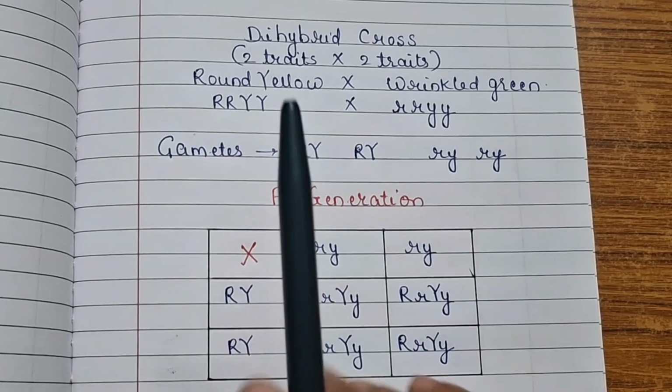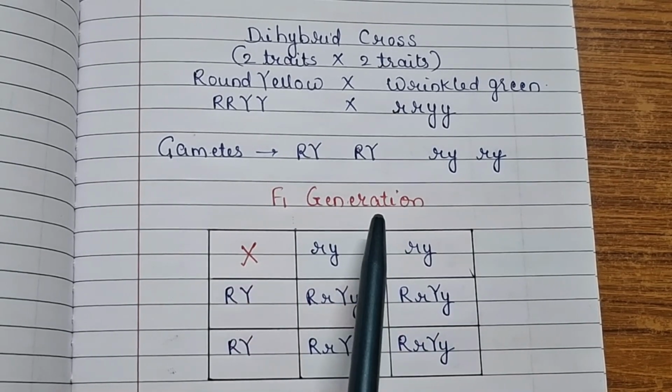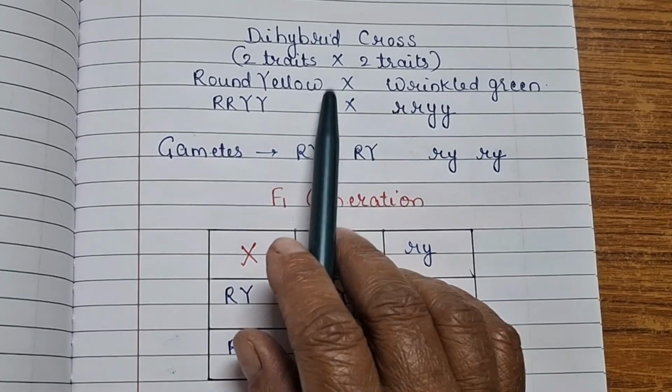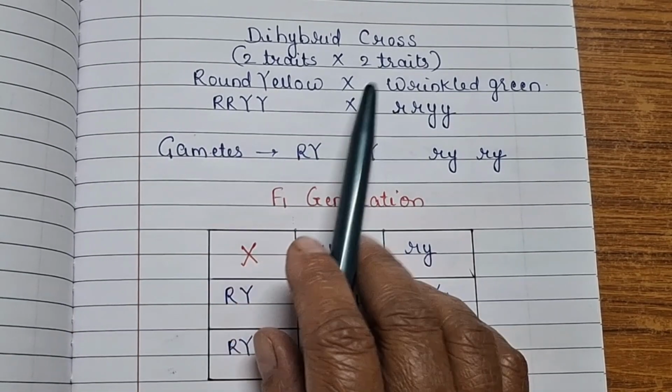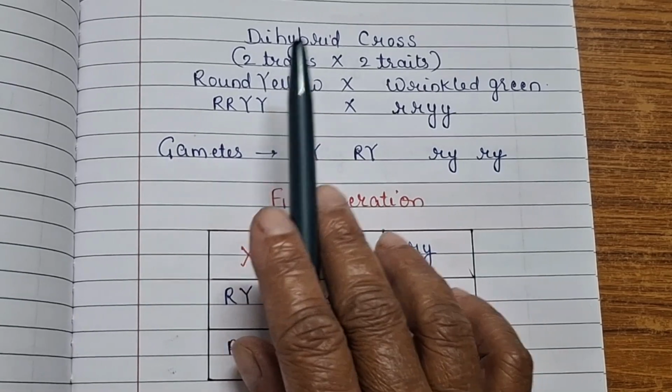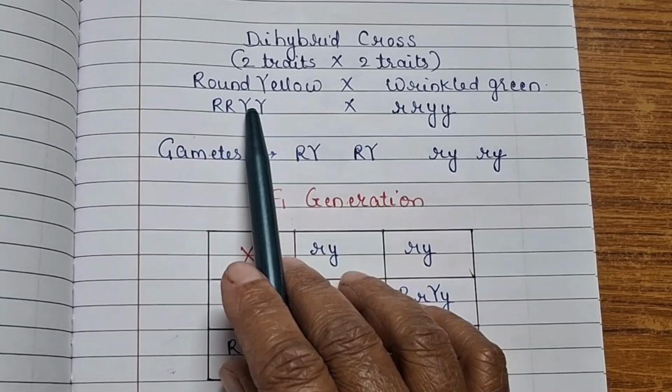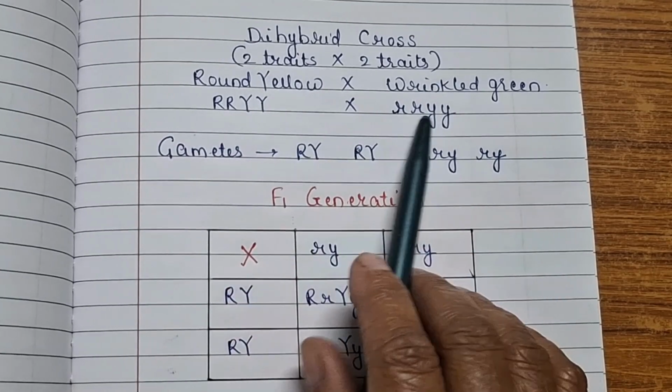Hello students, in this video we are going to discuss one important question of science of class 10, that is the checkerboard of dihybrid cross. Dihybrid, di means two, a crossing of two traits. So here two different seeds with two different traits are selected to cross.